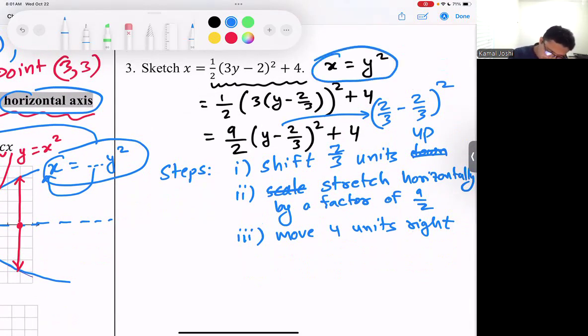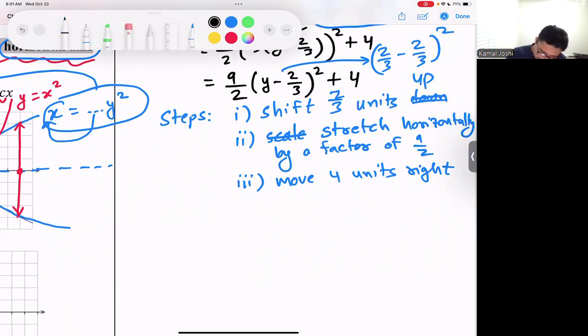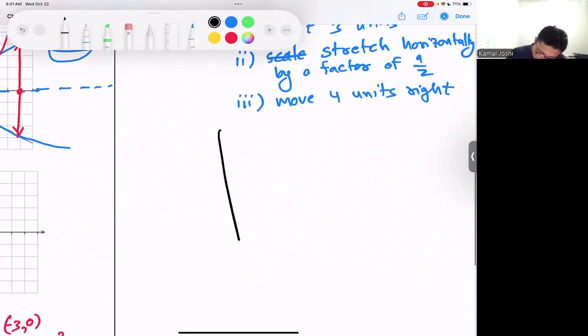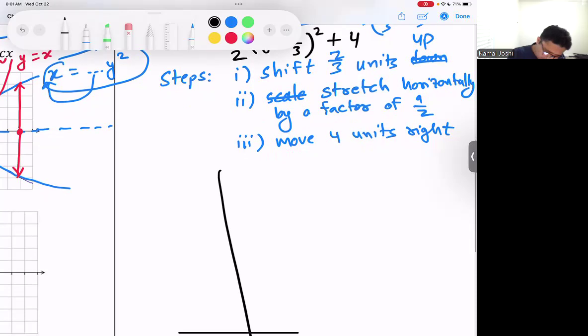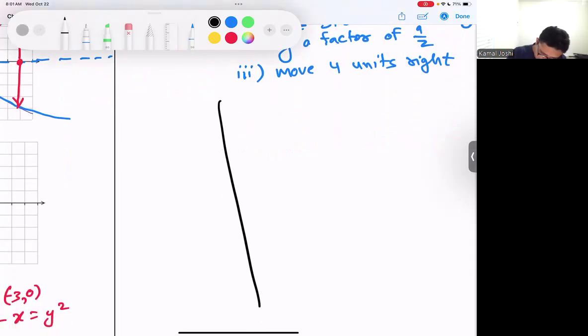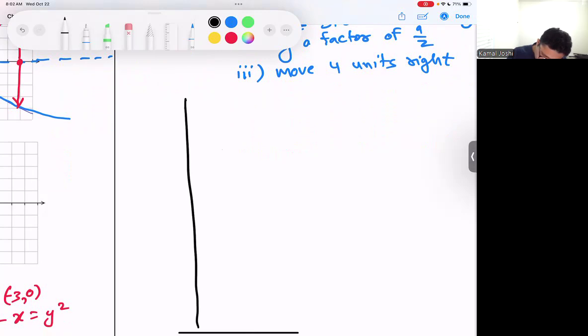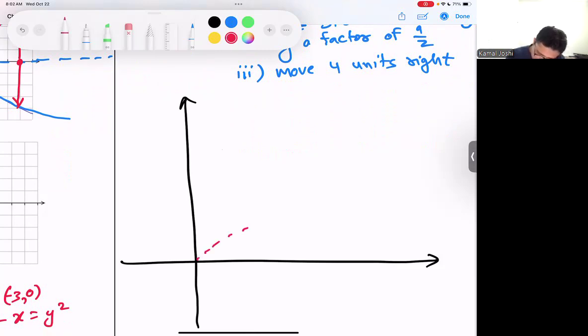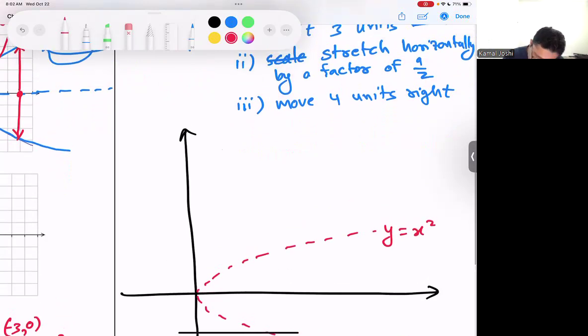Okay, let's use that understanding and draw the graph now. Sketch the graph. So let me see. Shift up, stretch horizontally, and move right. So I think I can sketch my graph like that here. Let me draw the dotted one for the parent graph. Okay. This is y equals x squared, and I'll change color. So you are shifting it 2/3 units up.